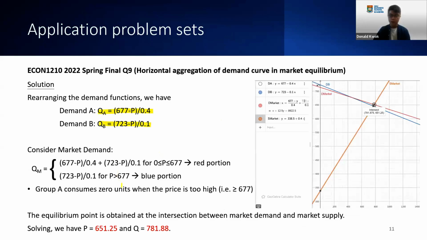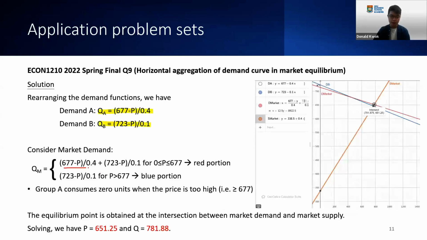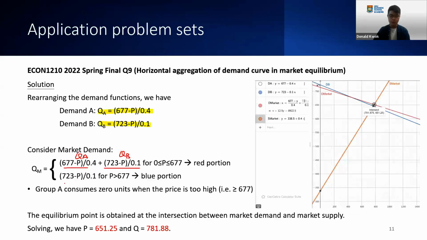The market demand curve would kink and can be written into two different expressions across different price ranges. Because when the price is lower than 677, both groups A and B are buying positive units. Then you need to sum up the individual demand of group A and group B buyers. However, when the price is higher than 677, only group B is willing to buy positive units. Then we just put the individual demand expression for group B consumers in the demand curve when the price is high.